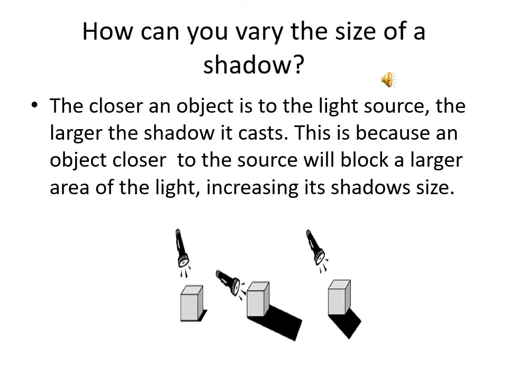How can you vary the size of a shadow? The closer an object is to the light source, the larger the shadow it casts. This is because an object closer to the source will block a larger area of the light, increasing its shadow size.